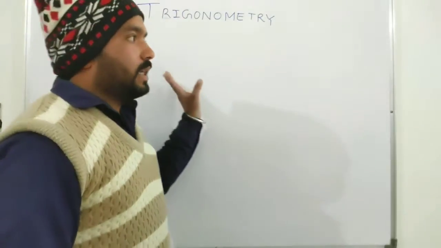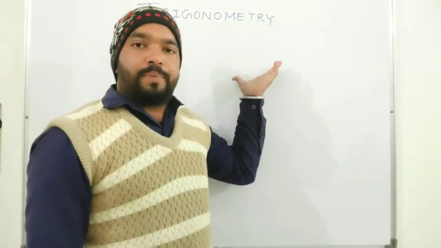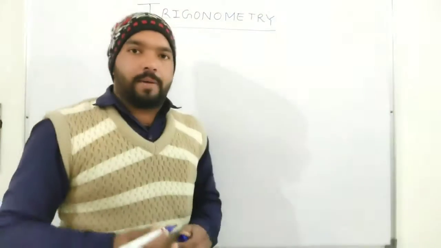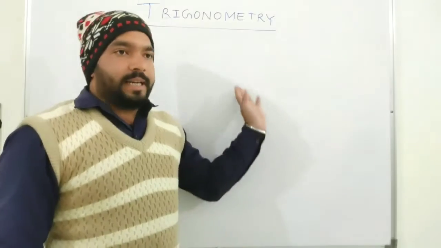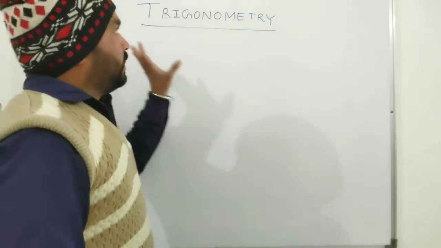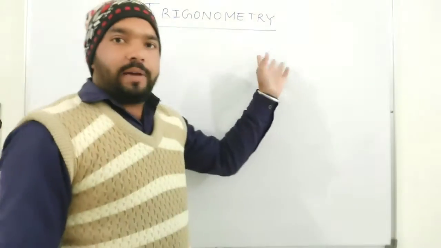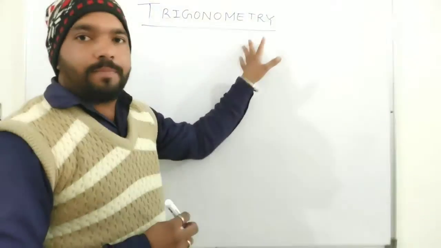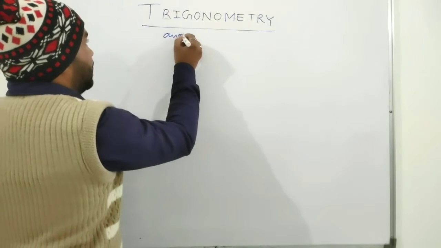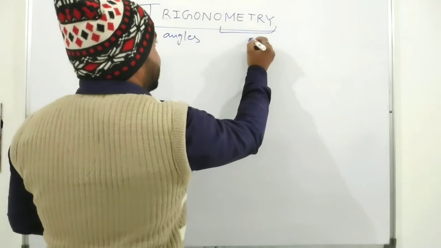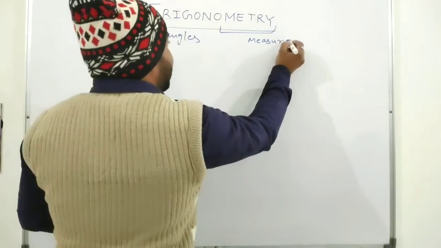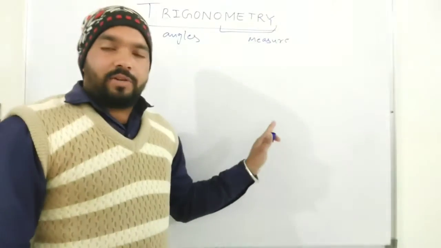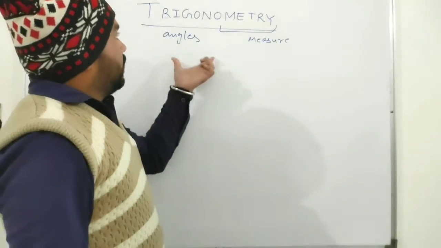My dear students, trigonometry is a branch of maths where we study the measurement of angles. It has its own uses. First, the name trigonometry came from the Greek language, where trigono means angle and metry means measure. It means to measure the angles. So in our maths subject, we are going to learn about trigonometry.